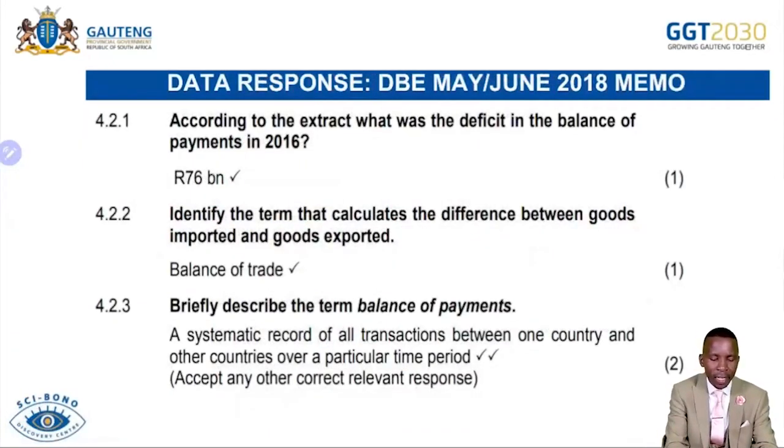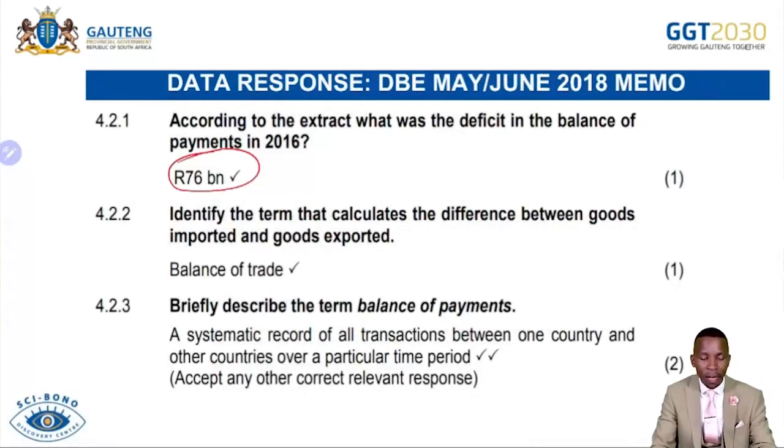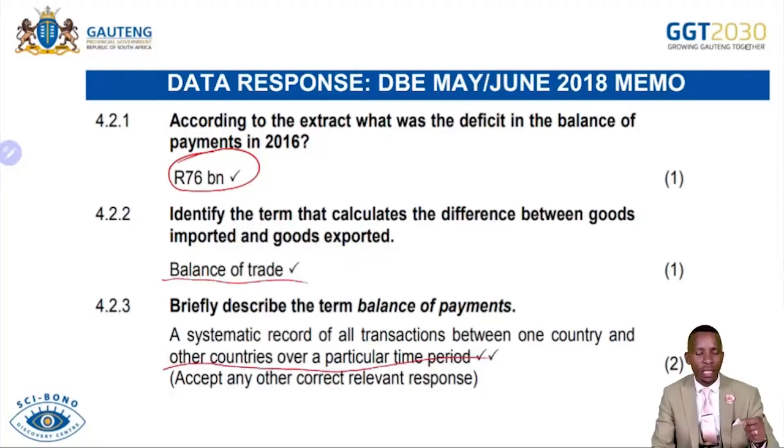So we have an answer which is 76 billion, what we call a deficit. Then identify the term: it is the balance of trade, or trade balance. Briefly describe the term balance of payments. Even if you check the data response, you will never come across this definition, meaning you cannot discover the definition provided in there. It's highly impossible. Ensure that you know your content.